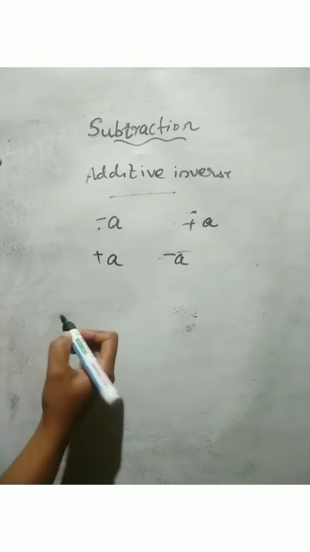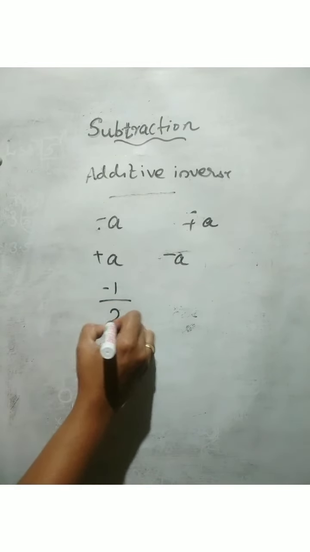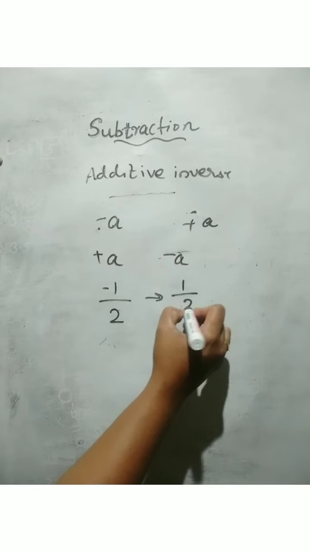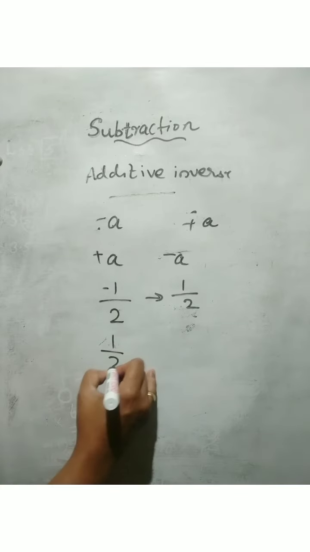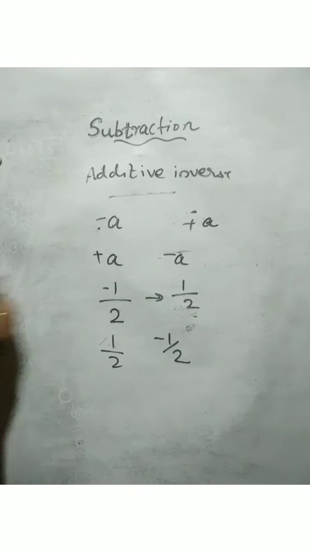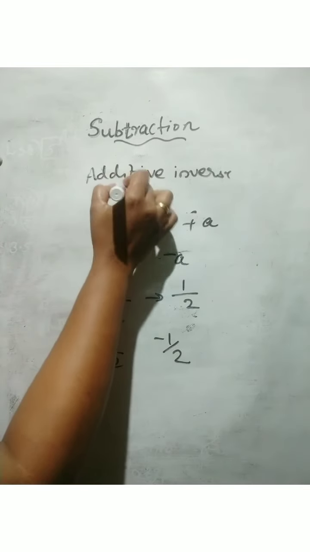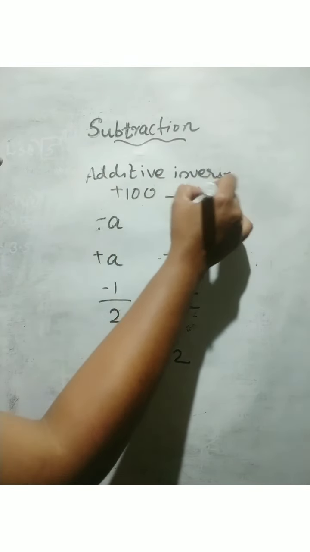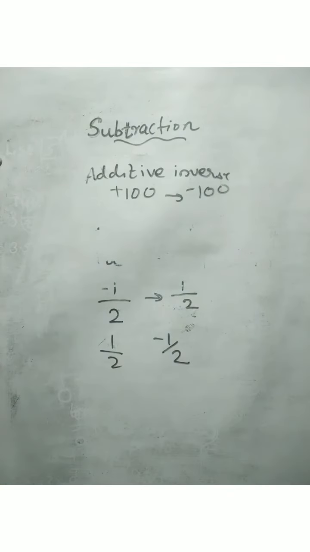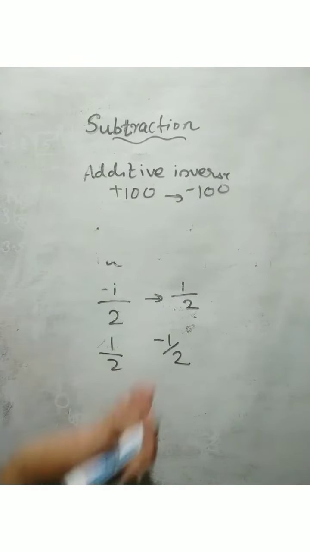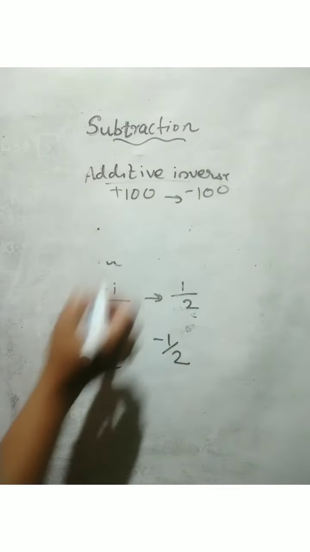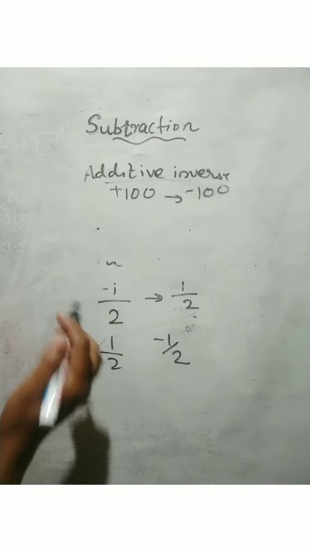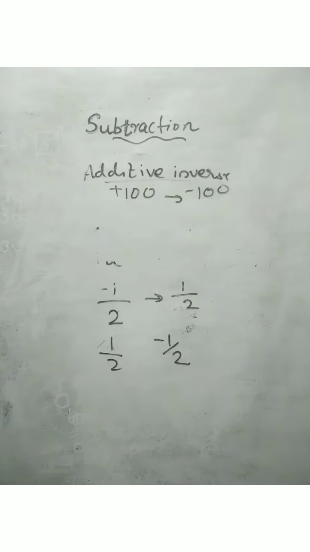That is, the additive inverse of negative 1 by 2 will be positive 1 by 2. Then, the additive inverse of 1 by 2 will be negative 1 by 2. Then, the additive inverse of positive 100 will be negative 100. That is, we have to change the sign of the given rational number. Then that rational number will be the additive inverse of the given rational number. Just change it: negative will be positive and positive will be negative. Just keep it in your mind.